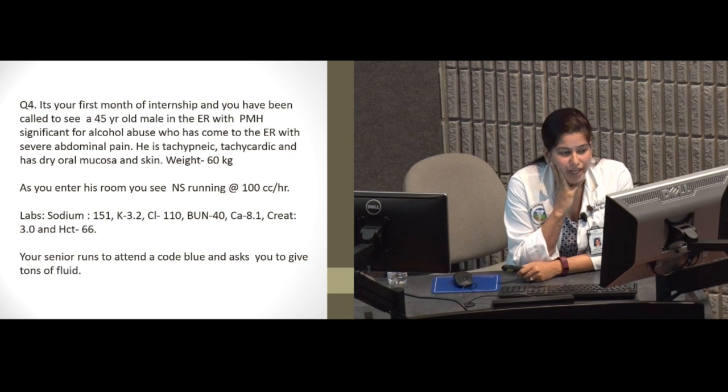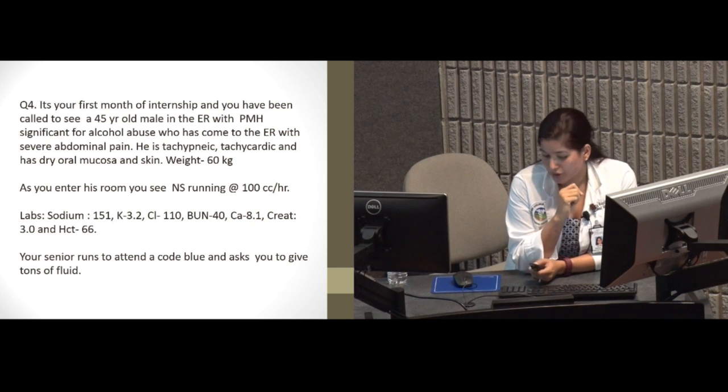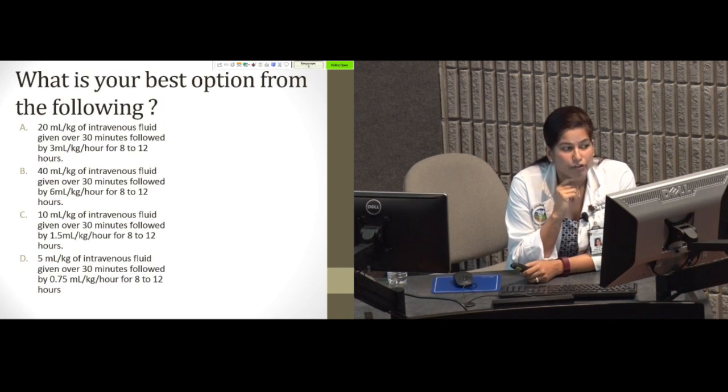His sodium is high, potassium is 3.2. His chloride is high, BUN is 40. His calcium is 8.1, creatinine is 3, and hematocrit is 66. So he is actually very dry. Your senior has to run to attend a code blue, and he asks you to give him ample fluid. Okay, so I'm going to give you options. So how much fluid are you going to give? You give 20 ml per kg IV over the first 30 minutes, followed by 3 ml per kg per hour for 8 to 12 hours. I've changed everything, but that's most of the numbers.